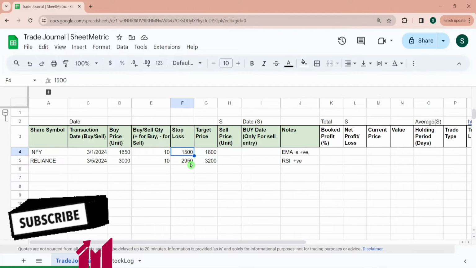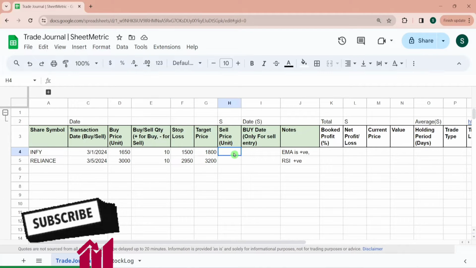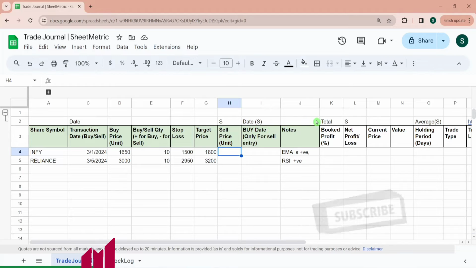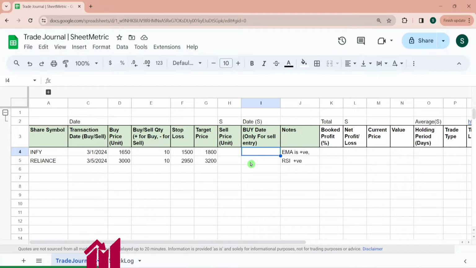Let's say 1295. What is the target price? What is the sale price? Wherever S is written, these are applicable when you are doing a sell entry. This is not a sell entry, this is the buy side of the trade, so I'm keeping it blank. Buy date is only for a sell entry. Again, this is not a sell entry, so I'm not keeping a buy date. You can keep a few notes over here, like exponential moving average was positive. That is why I entered this trade. RSI was positive or over 60.